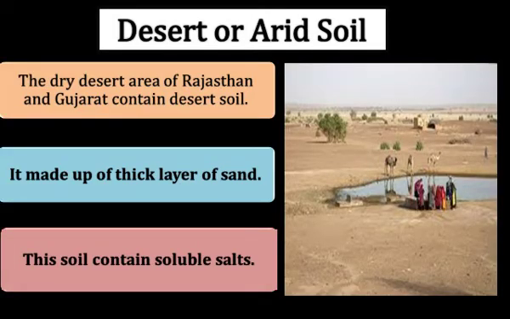Desert or arid soil. The dry desert areas of Rajasthan and Gujarat contain desert soil. It is made up of a thick layer of sand which is not rich in humus. However, this soil contains soluble salts. Good irrigation facilities are required to make this soil cultivable.